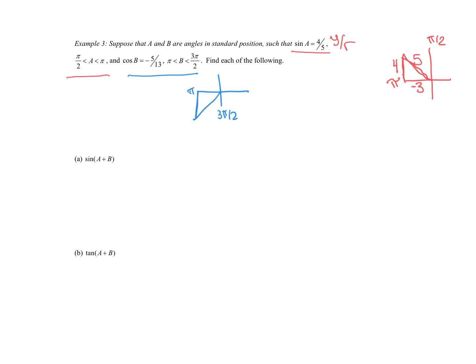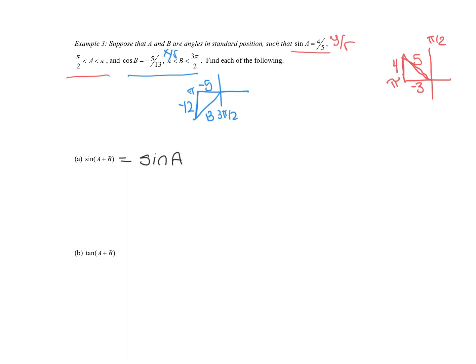And cosine is my x over my r. So my r is 13. My x is going to be negative 5. And then if you do the math here, this should become a negative 12. It's also a Pythagorean triple, a 5, 12, 13 triangle. And so now we do our formulas.